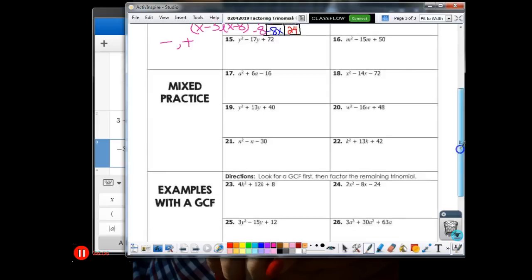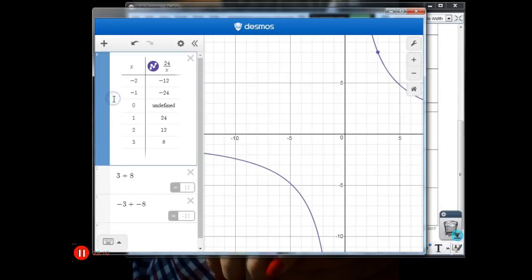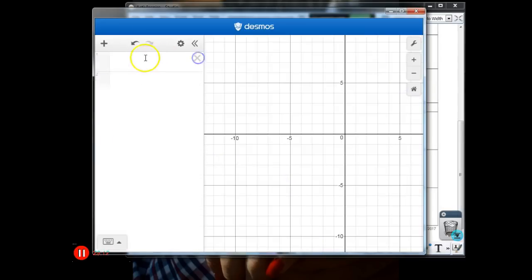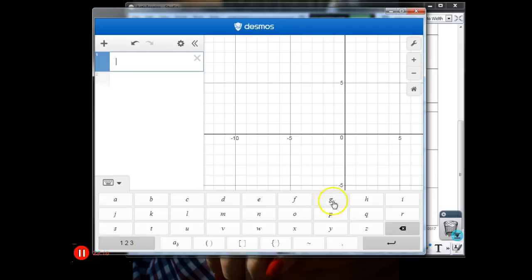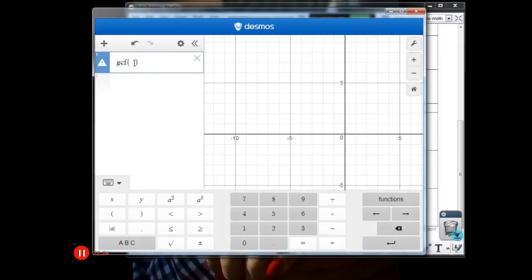Okay, so now real quick, look at number 23. So now what we did on Friday was factor out the GCF. Remember we did the GCF on Desmos? We're going to start doing this here now too. So for 23, if I type GCF, right, and then I have 4, 12, and 8. So this would be a 4, 12, 8. So my greatest common factor is 4.